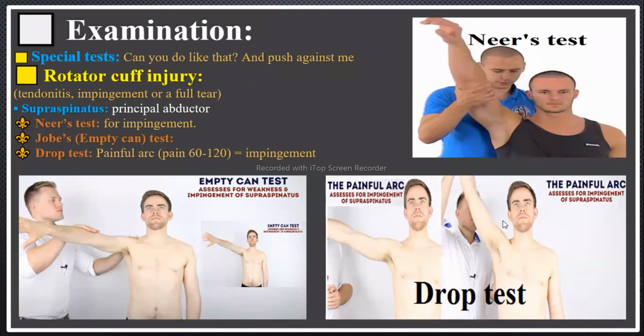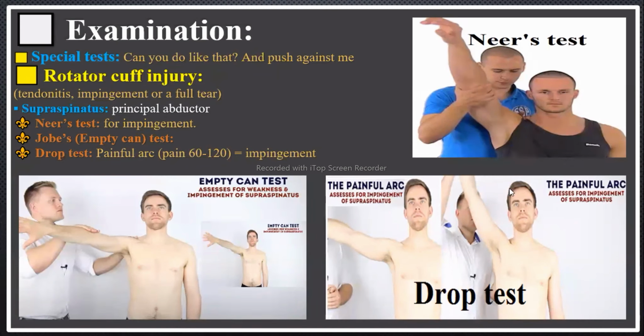So if the patient can control his arm, he is lowering his arm slowly, but he has pain only, what does it mean? Supraspinatus what? Impingement. Excellent. So if the patient has pain from 60 to 120 degrees, what is it called? Painful arc. You can say painful arc or supraspinatus impingement. Clear?